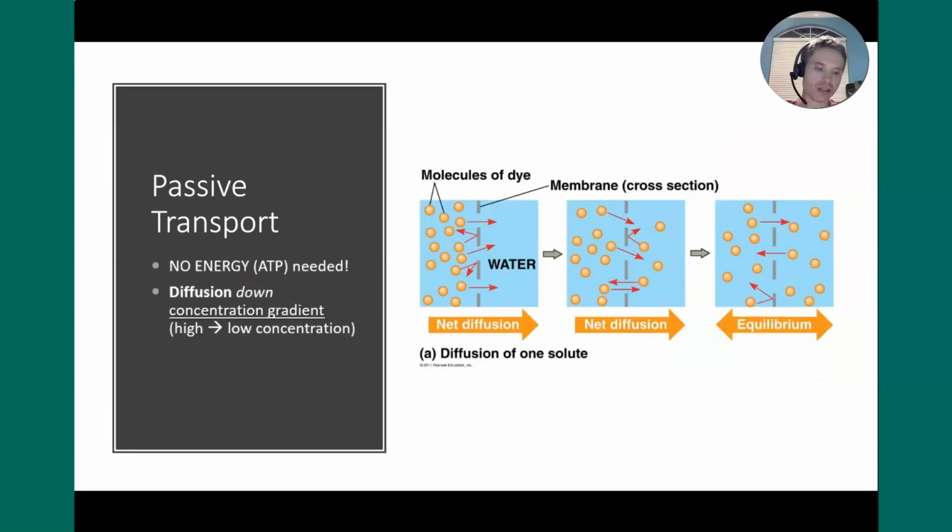Moving things into the cell, we first look at passive transport. Passive transport is moving with the gradient, diffusion down the concentration gradient. So in this situation, we're always going from a high concentration to a low concentration. It requires no energy. So no ATP is necessary for this. And we call this passive transportation.